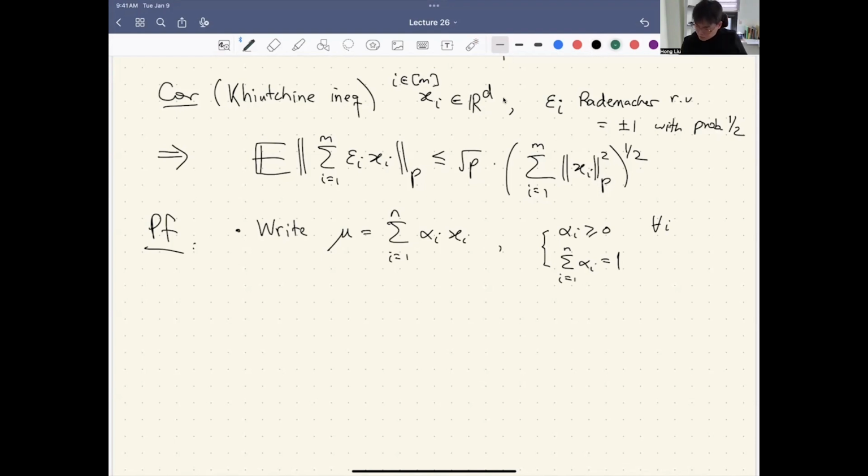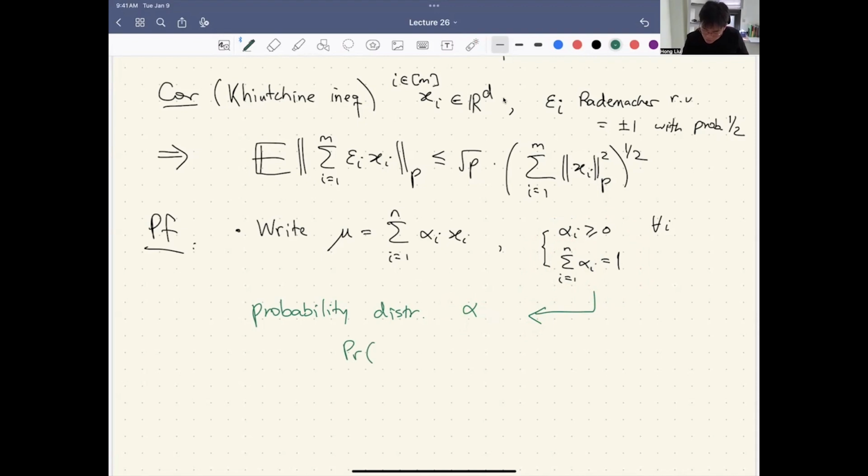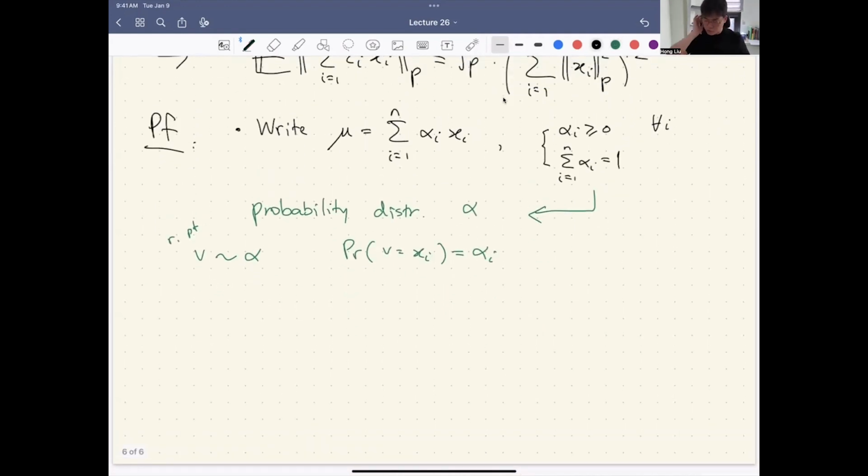Now these, in particular, induce a probability distribution. Let's call it alpha. This is a probability distribution of a random point over the n choices, such that if you sample a random point v according to alpha, then v equals x_i with probability alpha_i. That's what I mean. You have a natural random distribution.